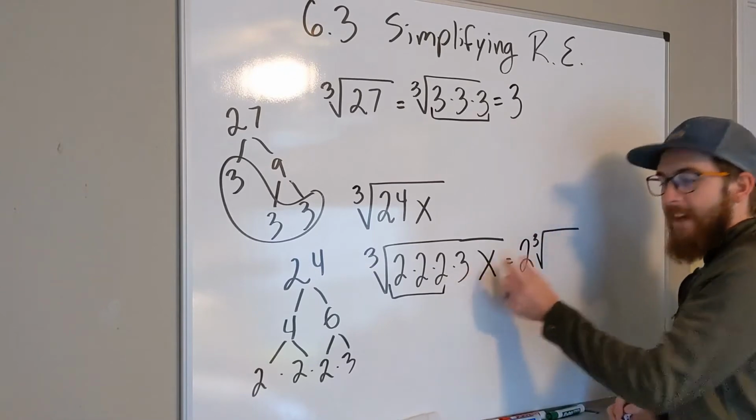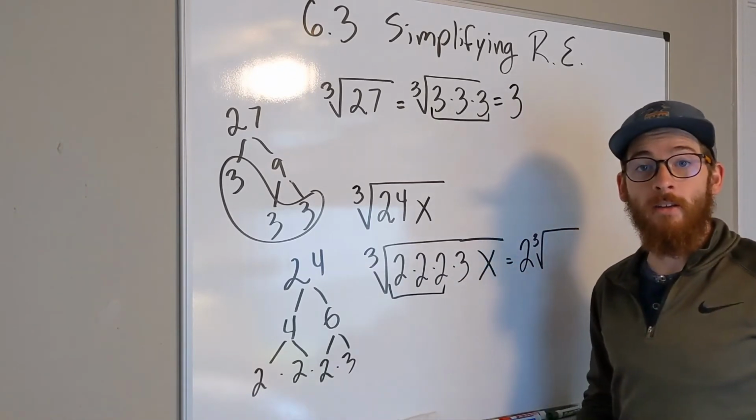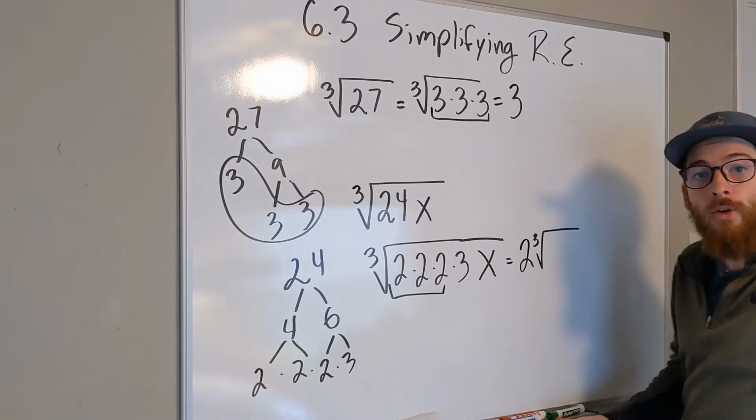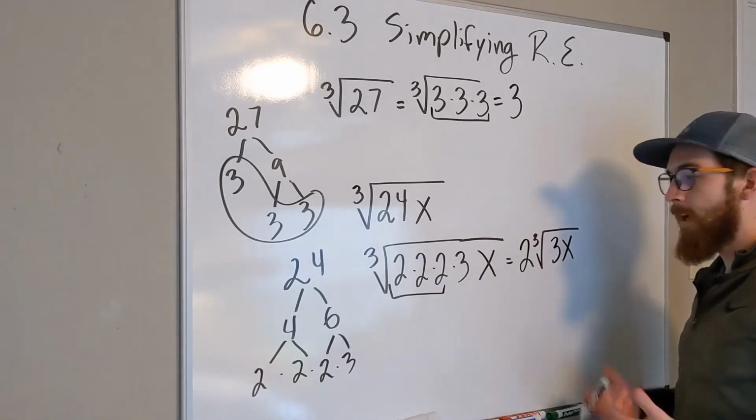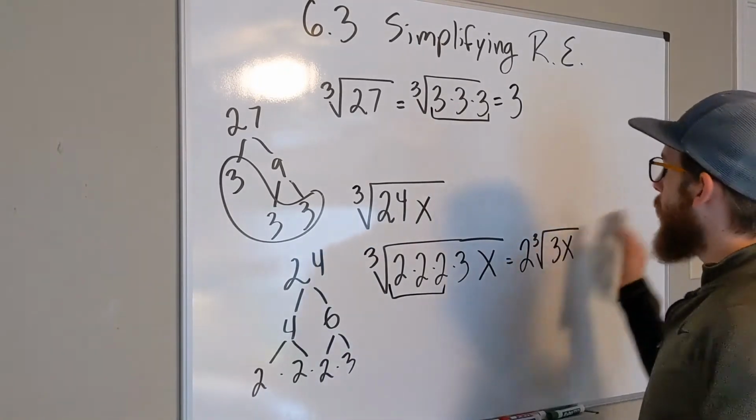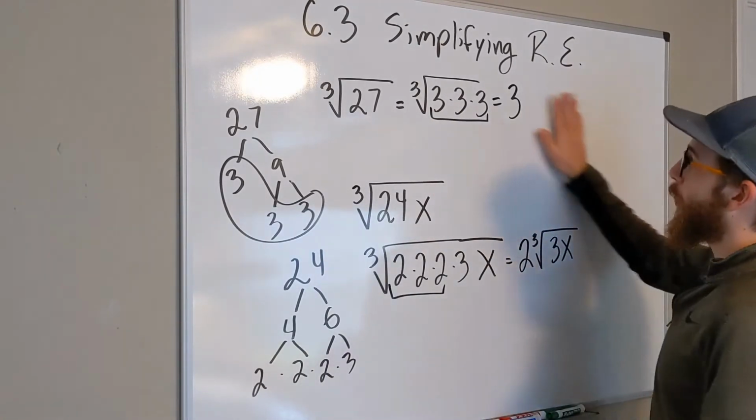Now, do 3 and x have groups of 3? No, they don't. So we have to keep them inside. 3x. And that's it. So let's do one more example with maybe like a fourth root.